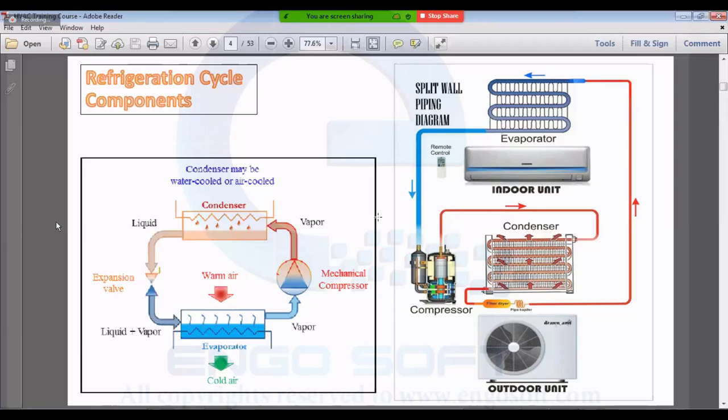So the indoor unit is cold. It's called an evaporator, right? Yeah, cold, evaporator, indoor unit. And the outdoor unit is the condenser. Okay. This part is clear now. Yeah, I hope so.